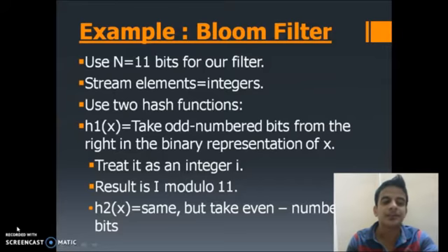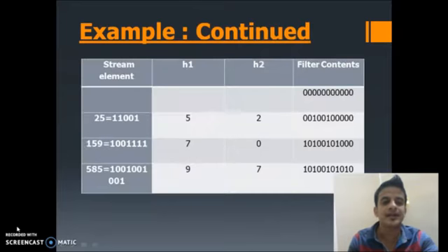Here is a tiny example which uses 11 bits to filter elements, with two hash functions. h1(x) is computed from integer x: we write x in binary and take the odd positions, counting from the right. Position 1 is the low order, position 3 is the 4's place, position 5 is the 16's place, and so on. Suppose the resulting integer is i, then compute i modulo 11, the remainder when i is divided by 11. h2(x) is computed in the same way but from the even positions of the binary representation of x.